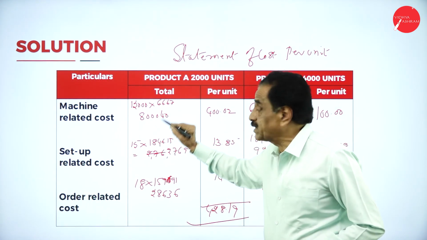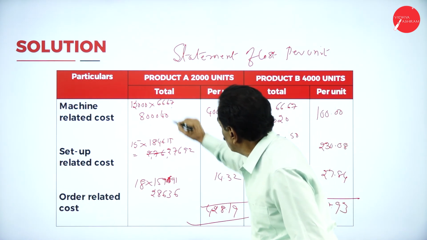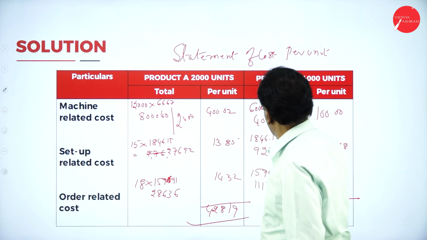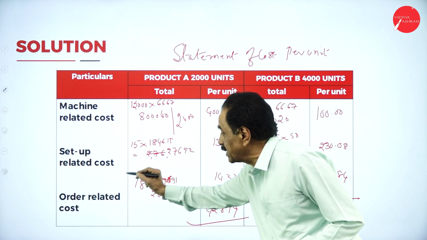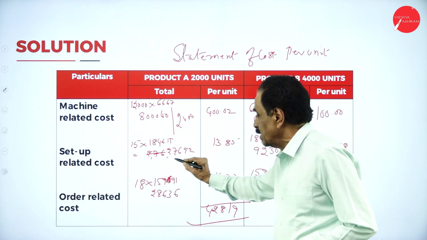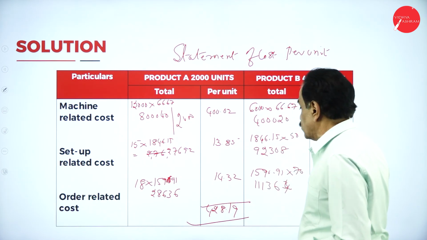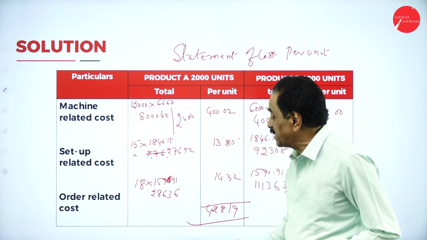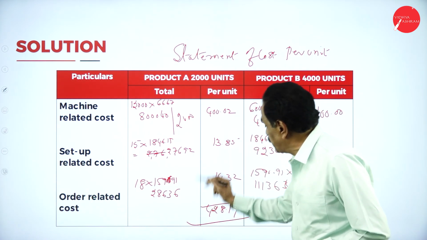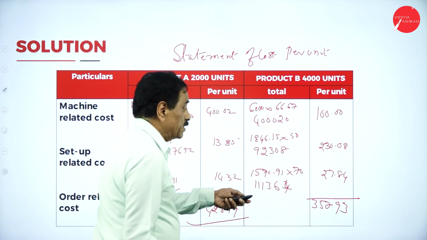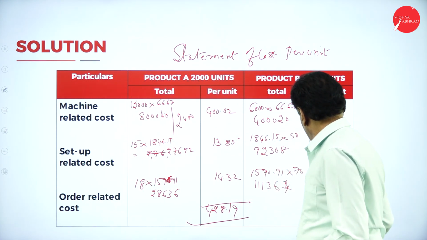So 12,000 hours at 66.67. Here 6,000 hours will come, divided by 2,000 units, and this is divided by 4,000 units. It will come to 400.02 and 100. Second one, setup related cost: 27,692 divided by 2,000 is 13.85, and this will come 23.08. Regarding the order related cost, 1590.91, it is 28,636 divided by 2,000 is 14.32, and 27.84. The total cost is 428.19 and 350.